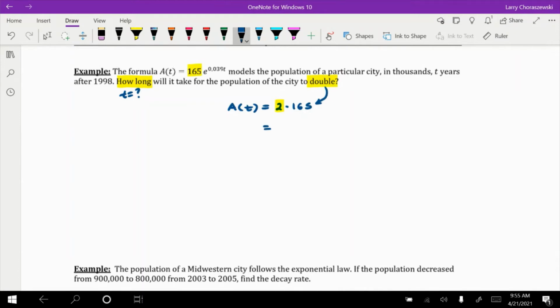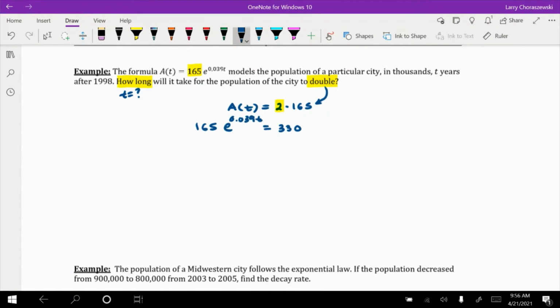Okay, so if we double 165, we're looking at 330. So essentially, we need the population to go from 165,000 to 330,000, and we got to figure out how much time is needed in order for that to happen. And then once we figure out that time, we can add it to 1998 to figure out what year that happens in. So on the left, let's write 165 e to the 0.039t.